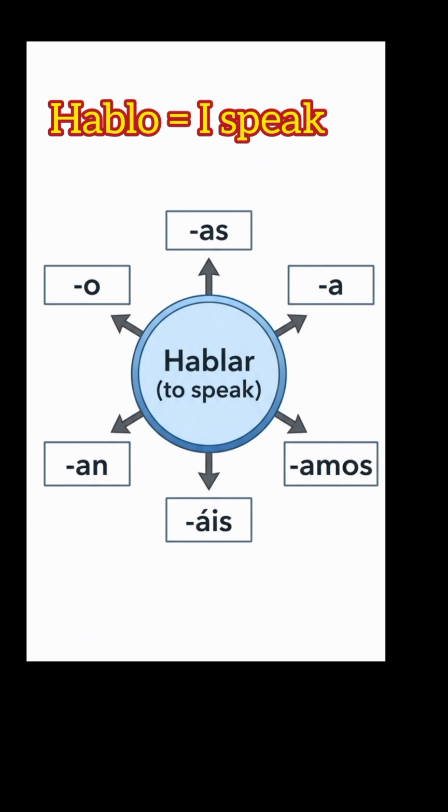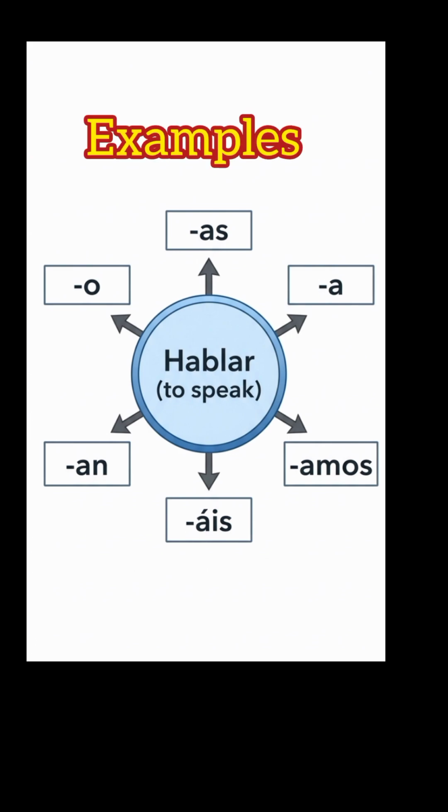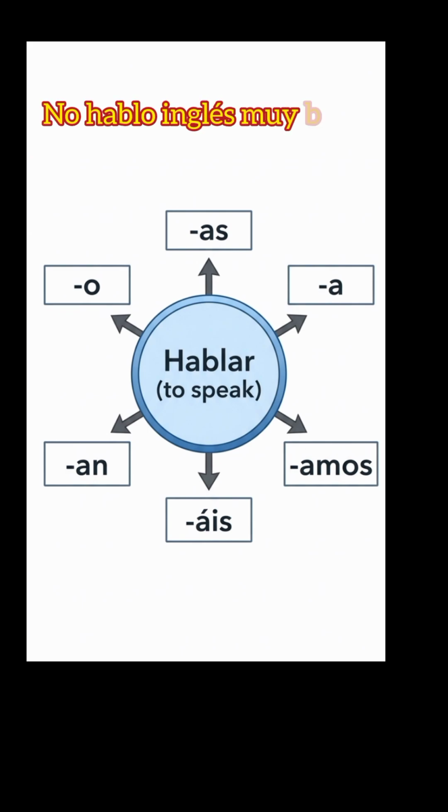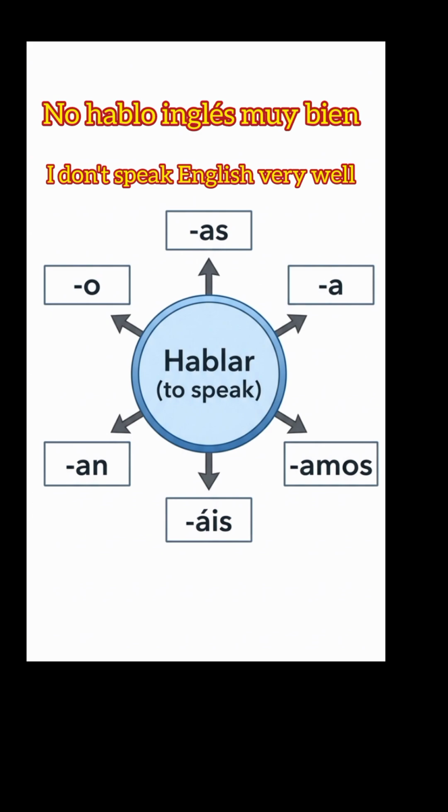And hablo in Spanish means I speak. So if you are referring to yourself from the word hablar, that's the infinitive verb, you remove the AR, then you add the O to make it hablo. Examples: hablo español, I speak Spanish. No hablo inglés muy bien, I don't speak English very well.